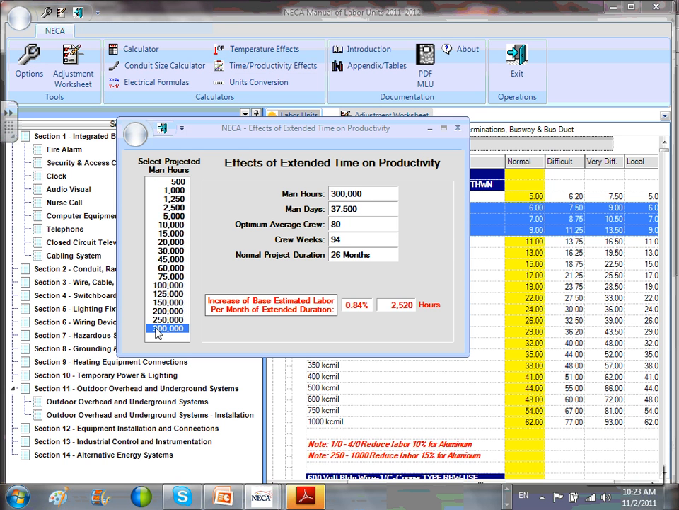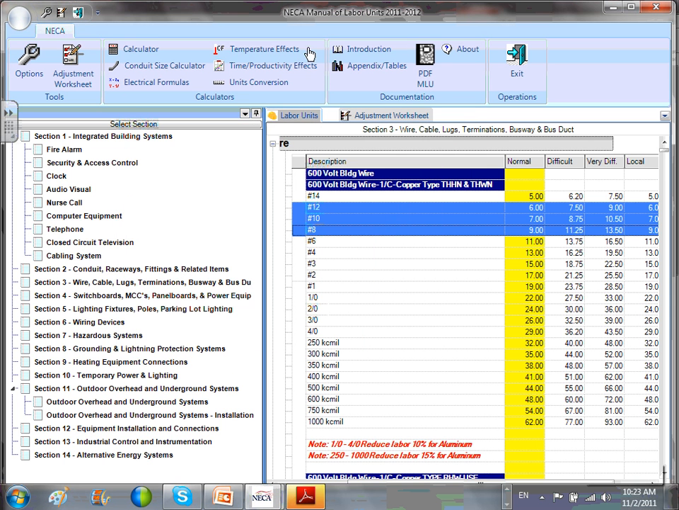Look at this. Let's take this 300,000 hours, increase of base estimated labor per month of extended duration. So the longer the job drags, the less the productivity becomes. People are tired, and so this is a really nice calculator. If I have a 500-hour job, I have 40 hours of loss in labor productivity. Don't ask me, there's some calculations that they do here. So I thought that was really interesting to look at.